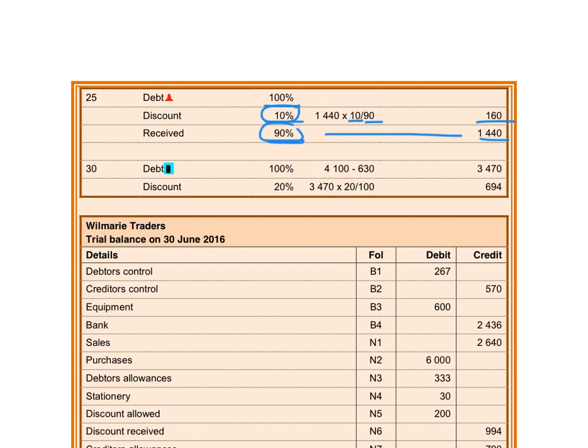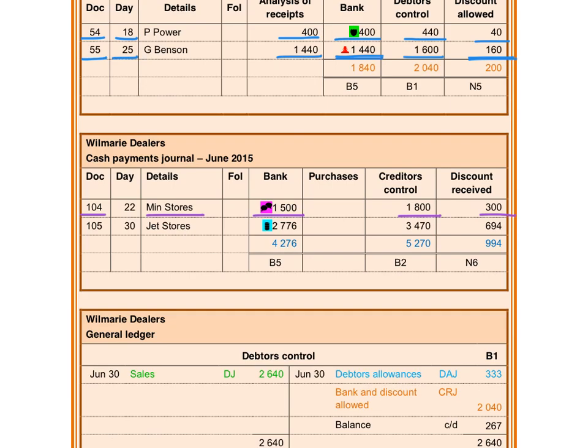His total debt is 100%. The discount that we receive is 20%. We calculated the debt as 3,470. So if we want to know the discount, it's 20% of 3,470, and that will give me 694 Rand. We calculated the discount as 694.